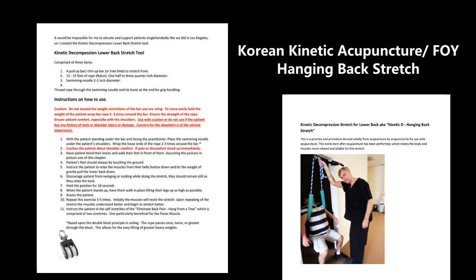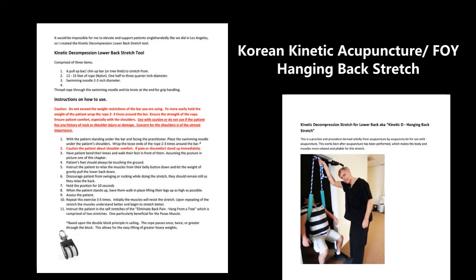So I do this with the swimming noodle. I just have them march in place. Assess the patient. And then I repeat this. I actually just do the stretch 1 more time. So I do this stretch twice. So initially the muscles may resist doing the stretch and the patient may not get a good stretch, but they will. They will get a good stretch. Upon repeating of the stretch, the muscles understand better and begin to stretch better.